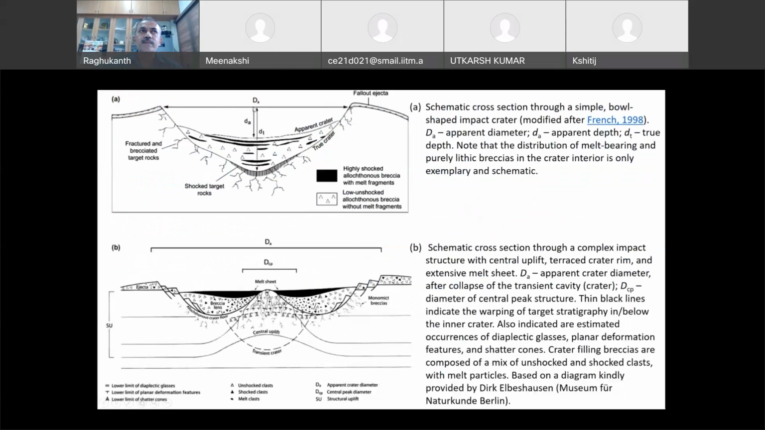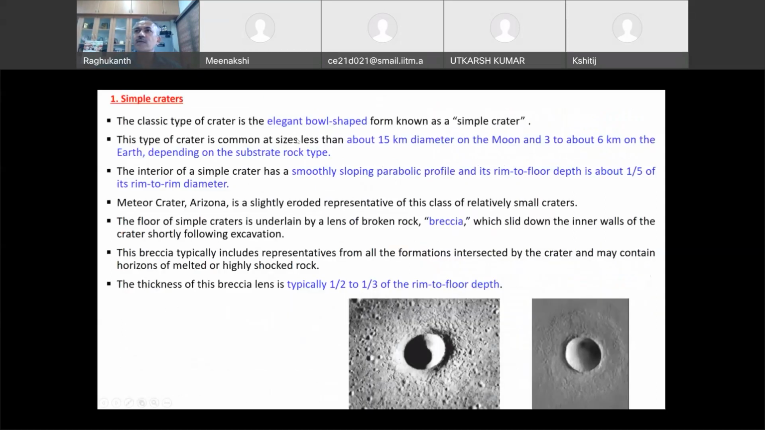So if 100 kilometers is the diameter of the crater, the floor depth will be how much? What does this rule of thumb say? 20 kilometers. 20 kilometers is the depth.